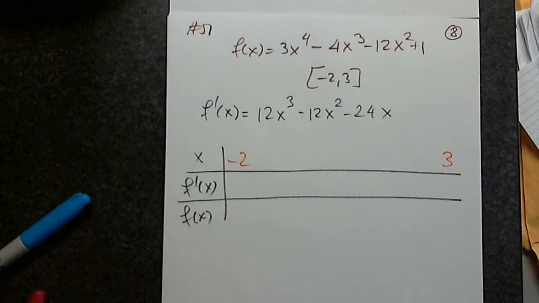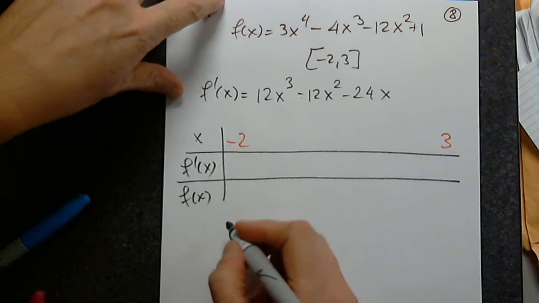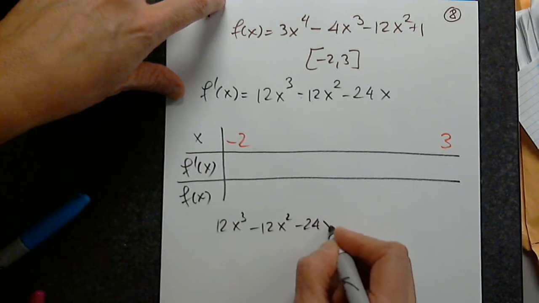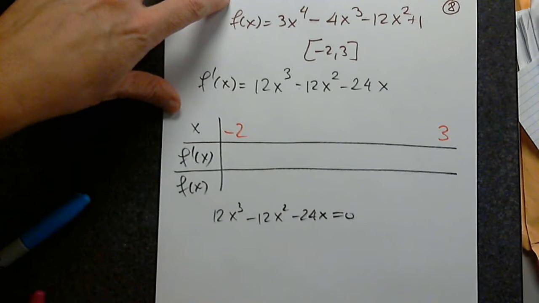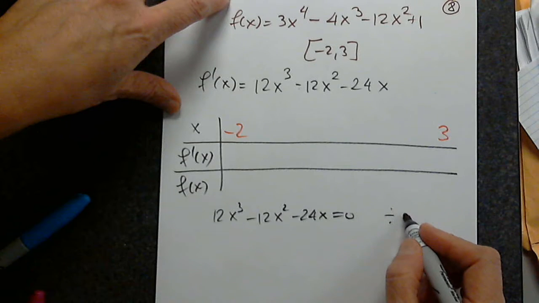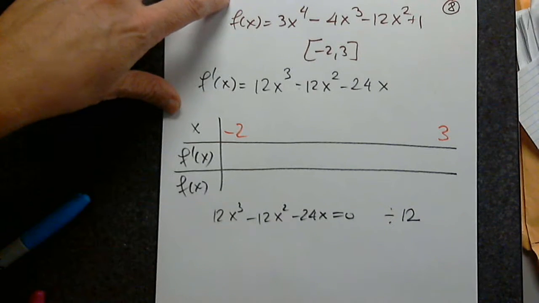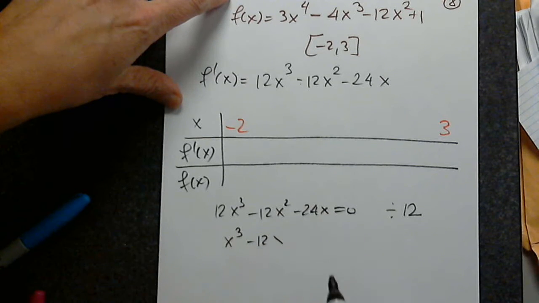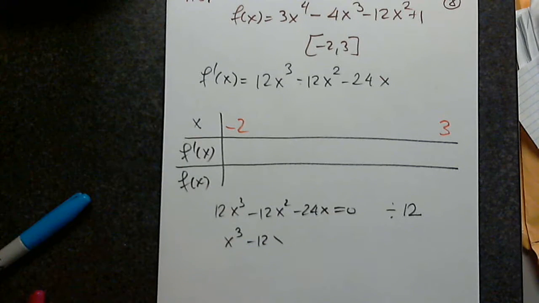Good. So the only critical numbers, if this function has critical numbers, will come from setting it equal to 0. So then 12x cubed minus 12x squared minus 24x equals 0. I will definitely divide both sides by 12. So I have x to the third minus x squared minus 2x. I'm not sure why I wrote 12.